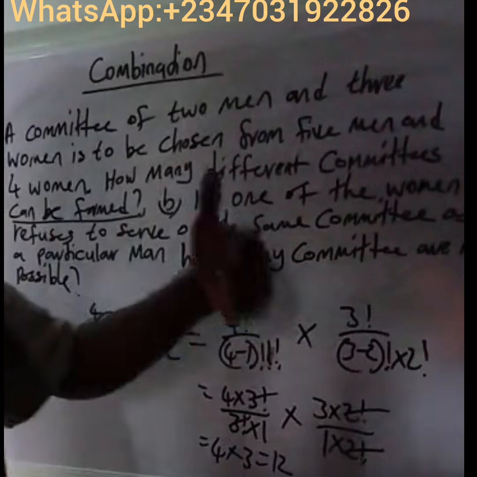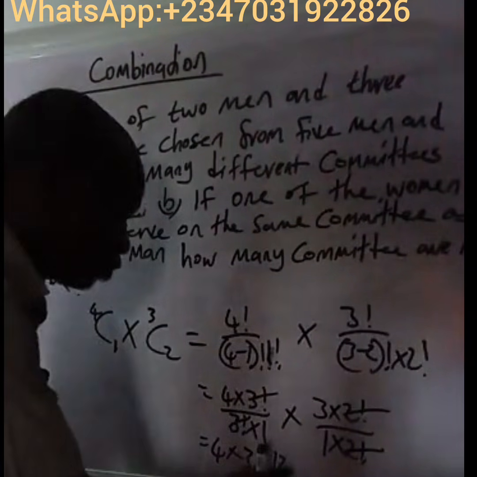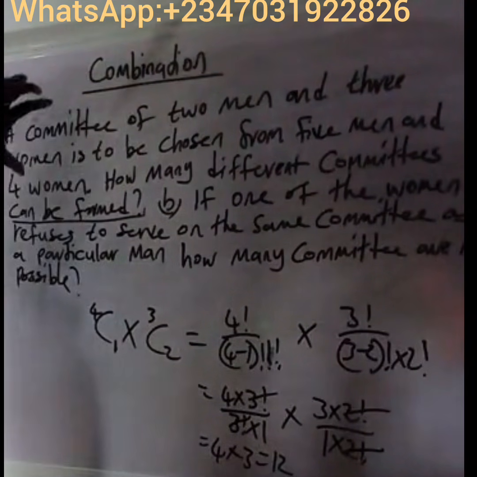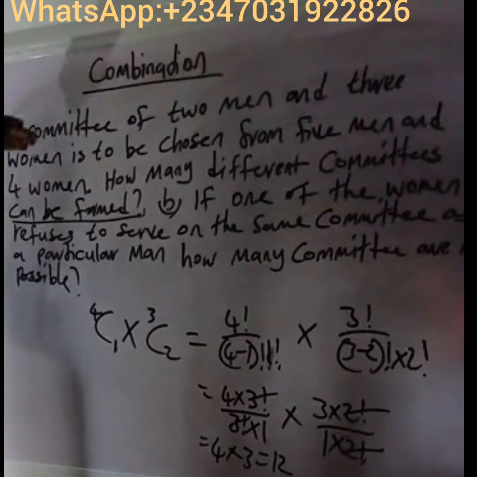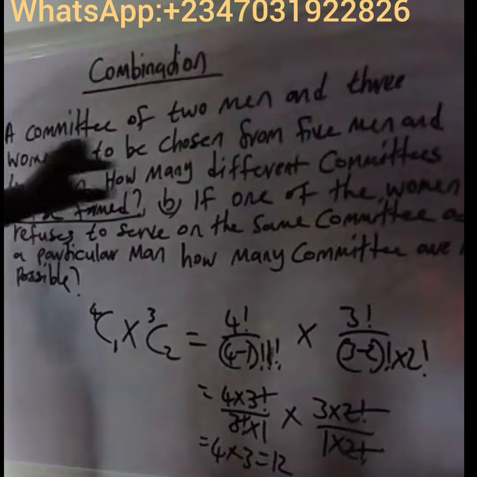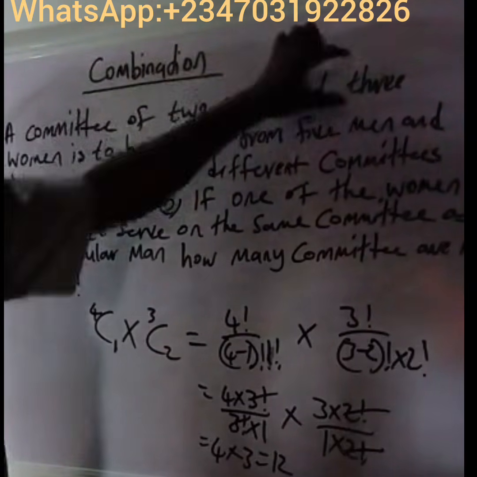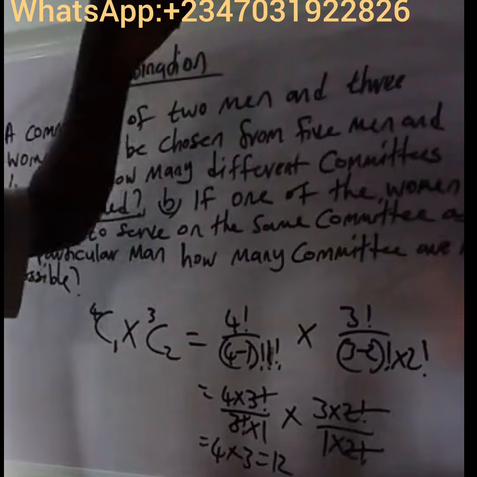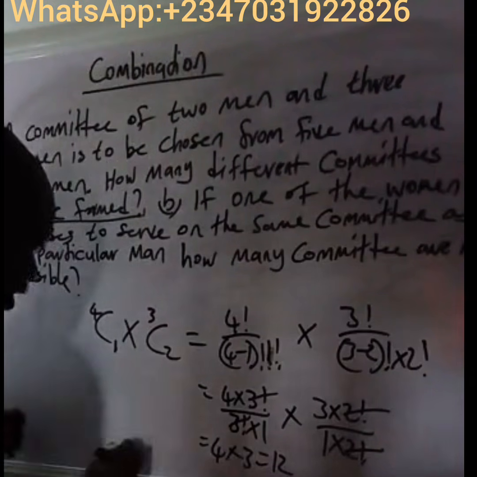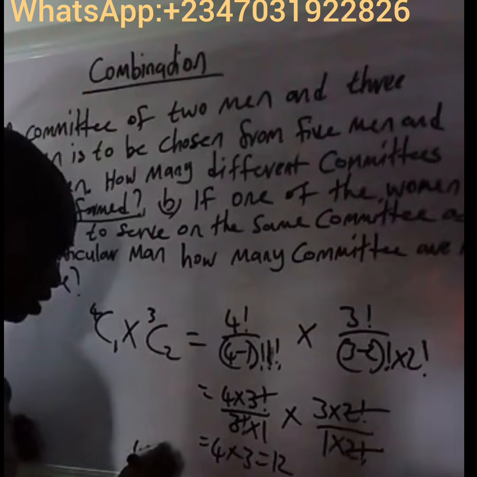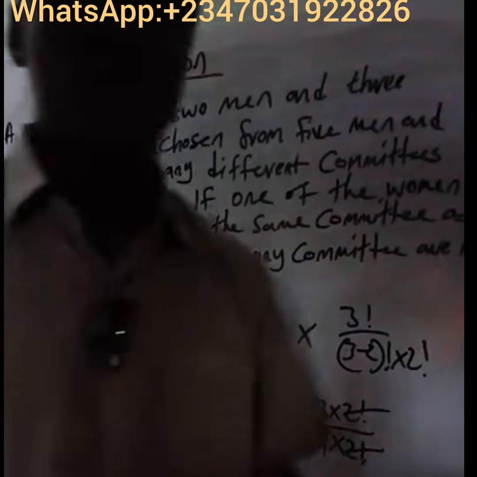But since they say one woman refuses to serve in the committee, we will now subtract this 12 from when all the people were used to form the committee. And what did we do the other time? We had 5 men, 5 combination 2 times 4 combination 3, which gives us 40. You can play the video again and see how we got the 40. So you have to subtract this 12 from that 40. That gives 40 minus 12, which is equal to 28. So in this case, our answer is 28.